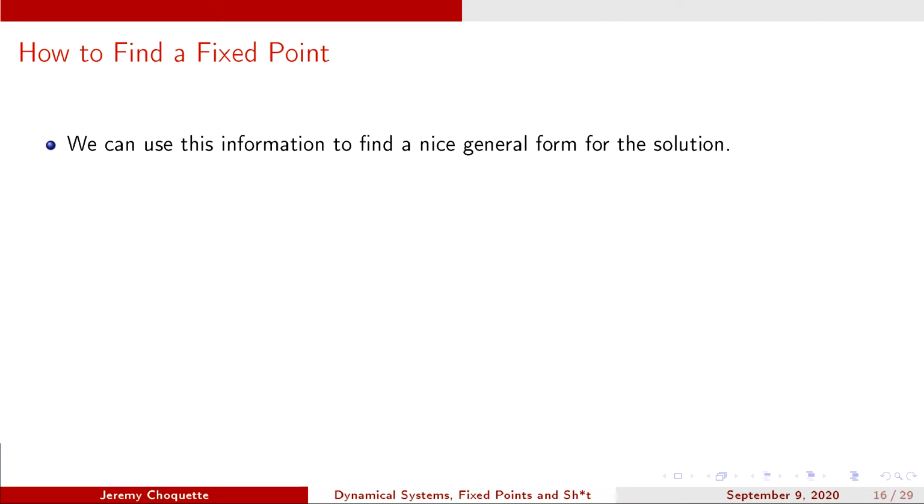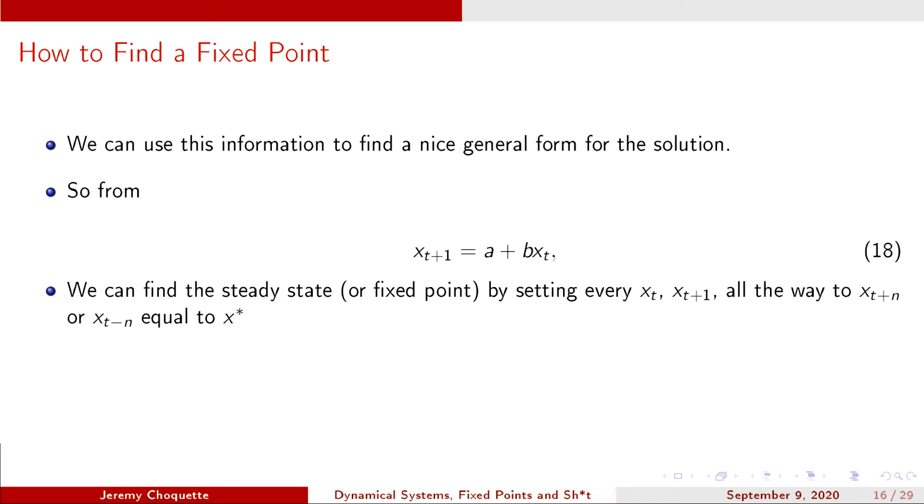Now we can use this information to get a nice general form for the solution. So from this function here, I can find the steady state or fixed point. Mathematically, it's a fixed point. In economics, it's sometimes referred to as a steady state, by setting every single x_{t+1}, etc., just equal to x star, or x_ss for steady state, something along those lines, right? But what I want is for the input variable to be equal to the output variable. So I'll just get x star equals a plus b x star.